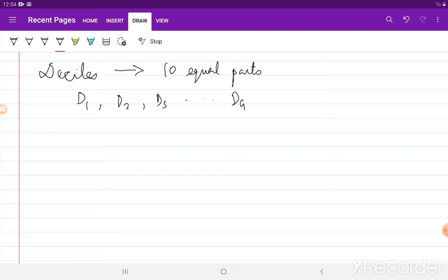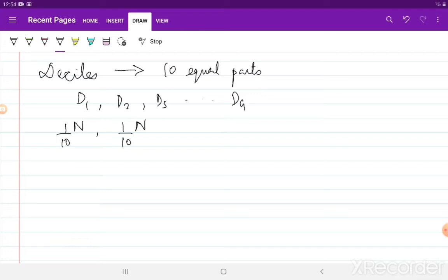So there will be 1/10 of the total observations below D1, and between D1 and D2 you will have another 1/10 of the total observations. So below D2 there will be 2 by 10 of the total number of observations, while the remaining 8 by 10 of the total observations will be lying above the value D2, the second decile. Similarly, you will have the 3rd, 4th, 5th going on till the 9th decile.